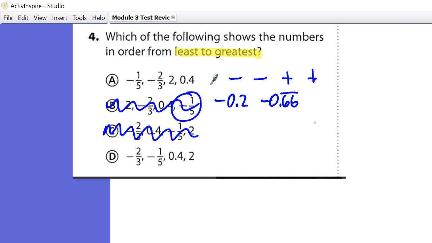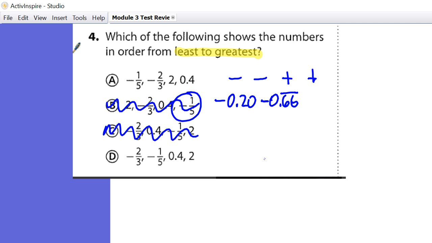I know 2 looks like it's less than 6, but when it comes to negatives, if I'm at 0 and I'm working my way left on the number line, negative 20 would be first, and then negative 66 would be farther left. So already I think there's a problem with A. Before I even continue, actually I can just go look at A and look at the positives. It says that 2 is greater than 0.4.